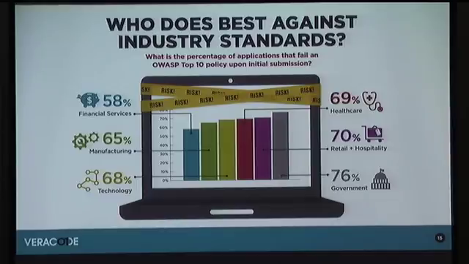And the other thing, which I already said, but I want to point out again, is that this is based on the initial submission only, the first time an application is submitted. And we'll talk about remediation stats later. So, not a lot of variance there. Financial services doing the best, 58% fail. 76% government doing the worst, but that's not a huge variance. And remember, it only takes one vulnerability in the OWASP top 10 to fail, and there's a lot of categories there.